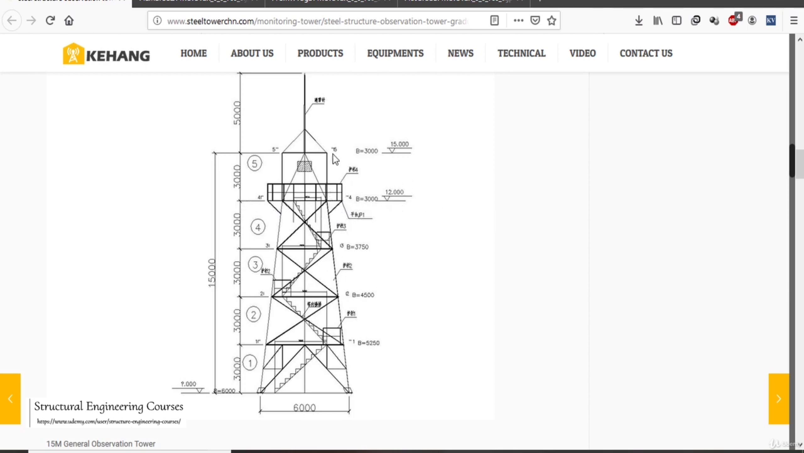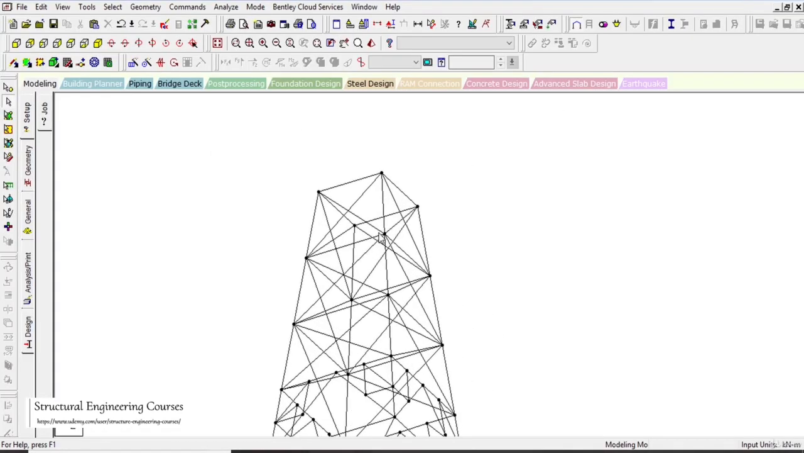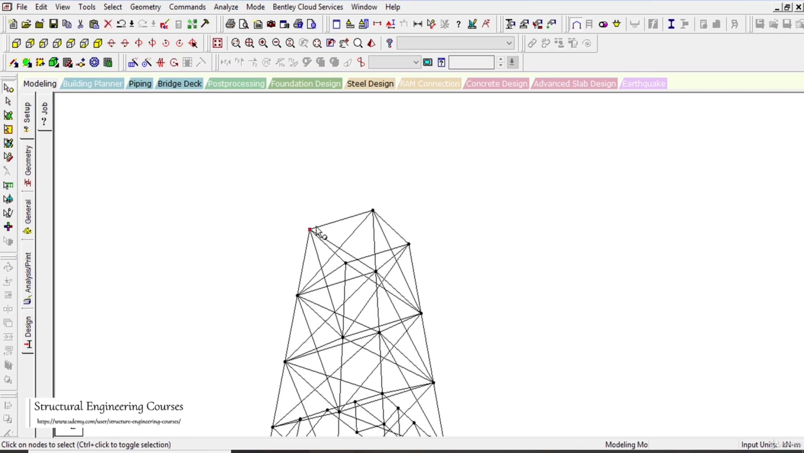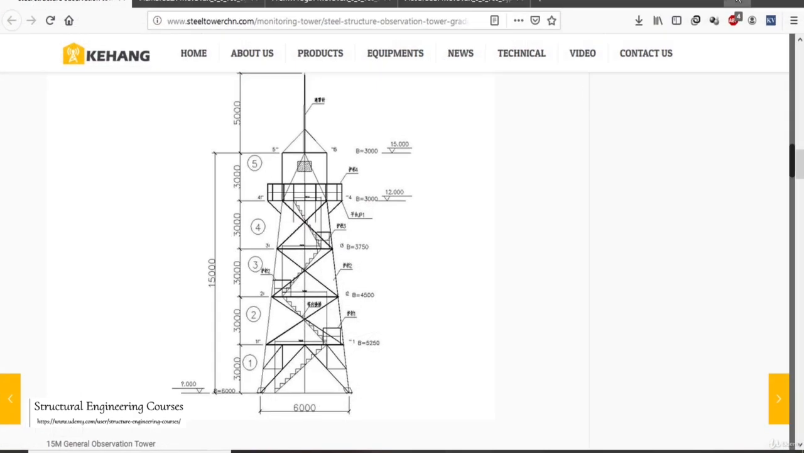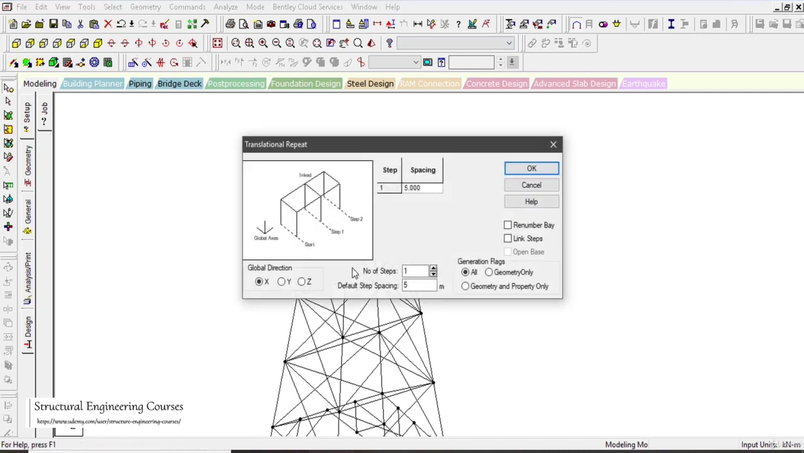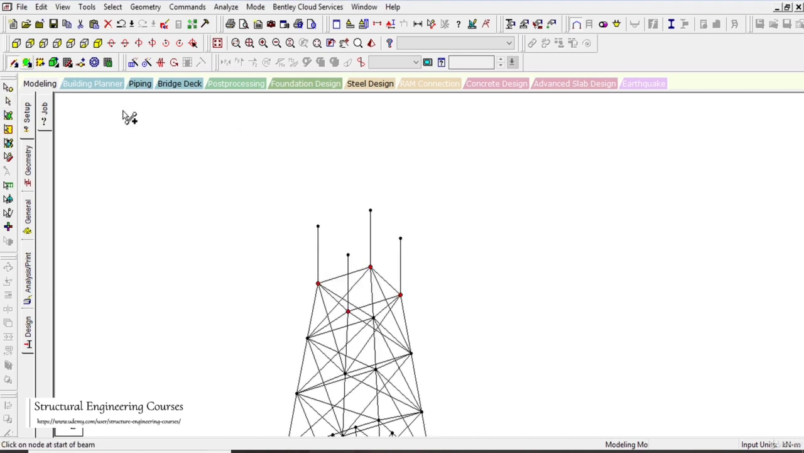So before that we can model this simple arrangement here. So what we basically need to do is that we just need to select all these joints here, and as height is 3 meters here, we need to do the translation repeat along Y and select default step spacing as 3 meters and left click on link steps here. So we can just join all of these nodes here.